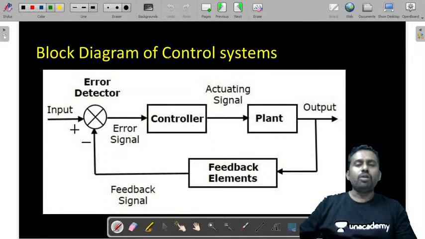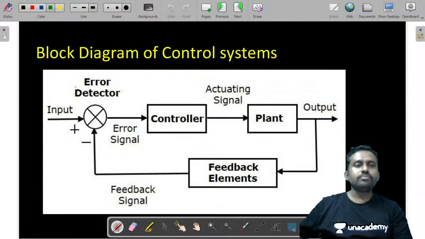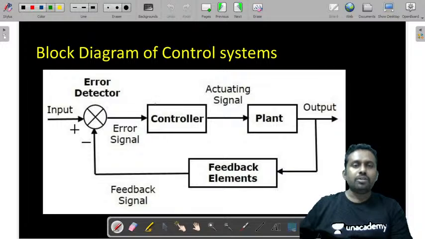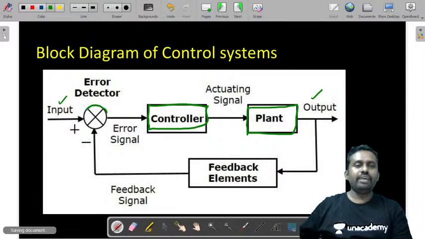Let's look at the block diagram of control systems, a general block diagram. A general block diagram of a control system is represented something like what's shown here. It has a controller, a plant, and a feedback element, and you have an input and the output. This is the controller block, and this block is a process or a plant, and you have an output and an input is given to this system. Here you'll have an error detector.